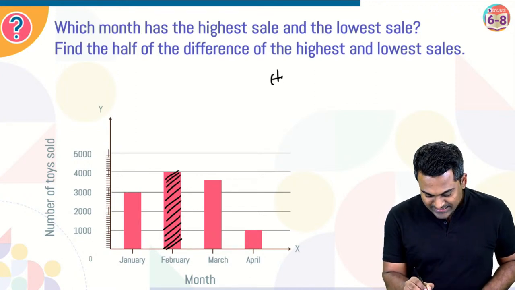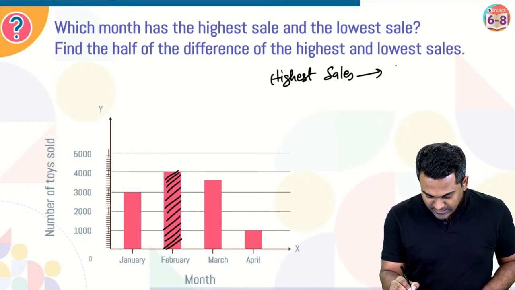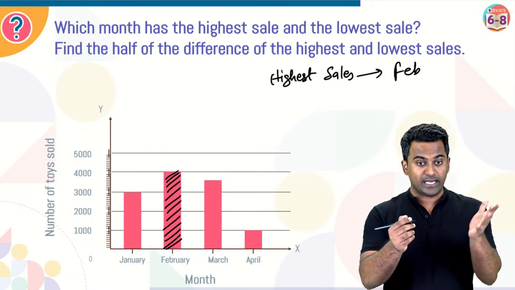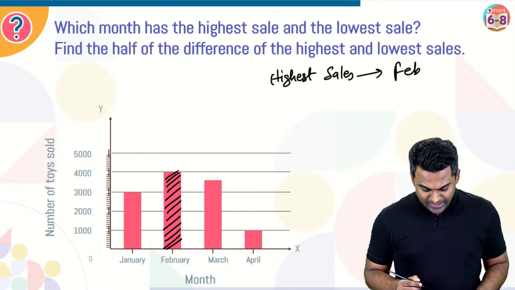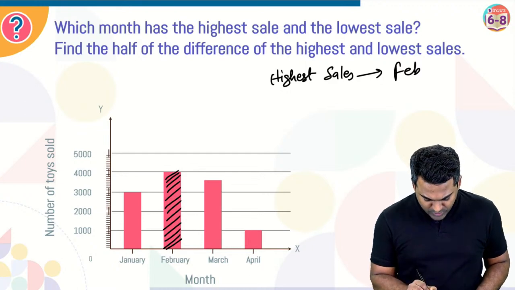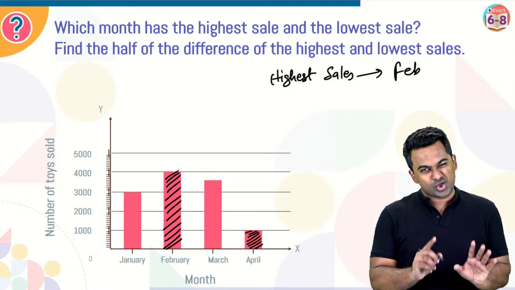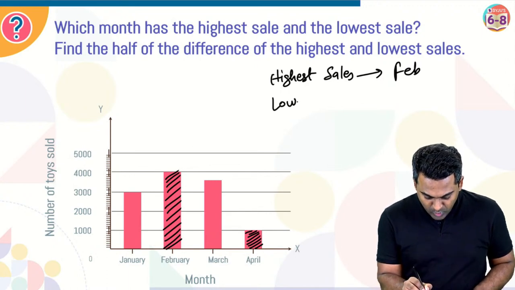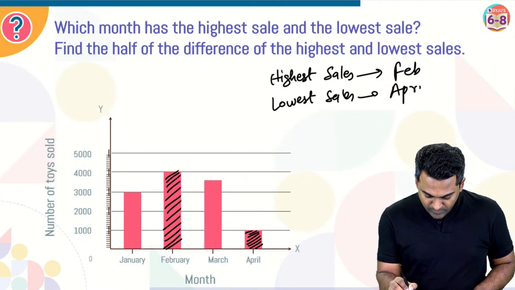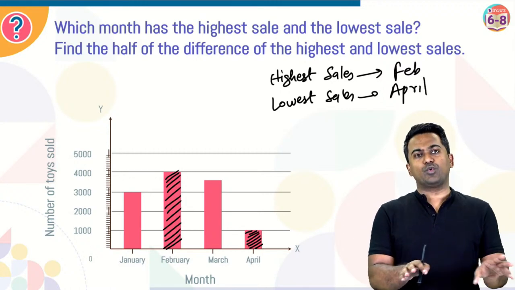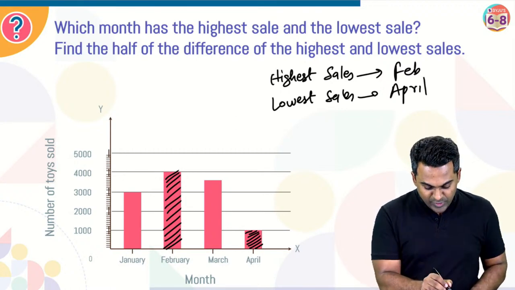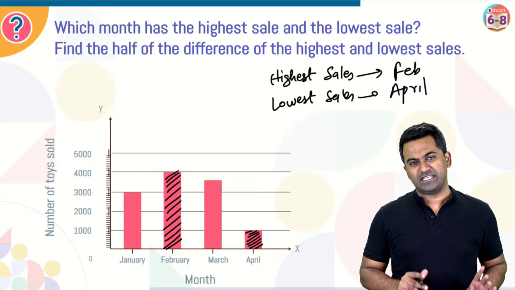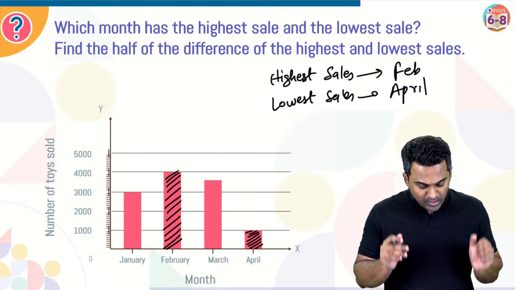So highest sales is Feb. Yes, like you guys have answered, very good. And the lowest one looks like April, right? This is the shortest bar. So lowest sales is going to be April. Very good. So we've figured out the first part of the data there. Which month has the highest sale and the lowest sale? Feb has the highest, April has the lowest.